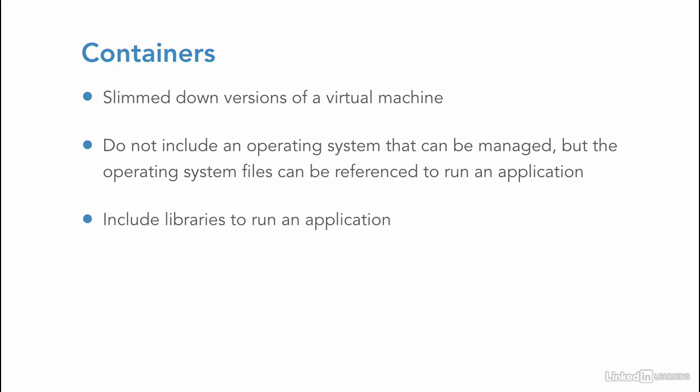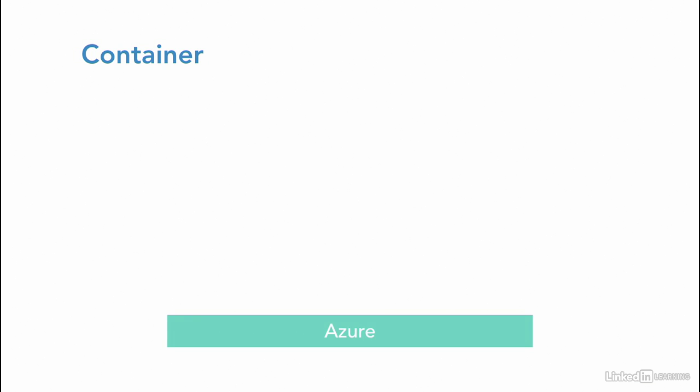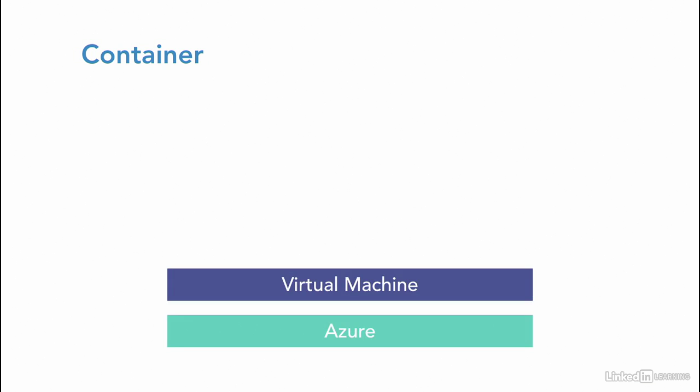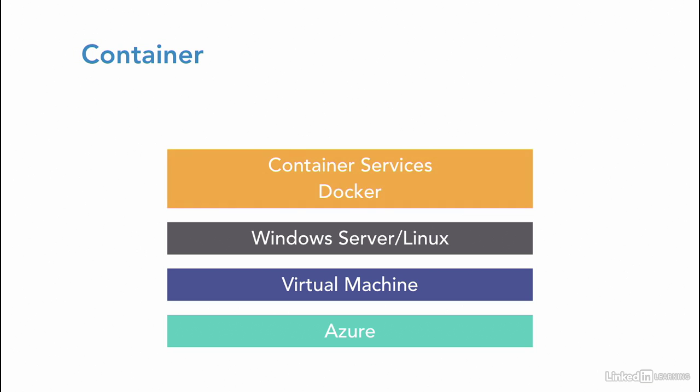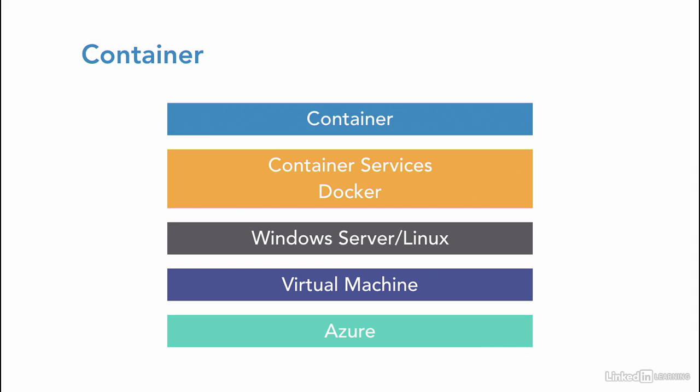Let's take a look at how a container is built out in Azure. We start off with the Azure platform. On top of that, there's a virtual machine, which would then be running a Windows or Linux server. This is then followed by the container services. I have Docker here, as that is one of the most popular container services for containers. Now keep in mind, you're not building this out. The only thing you're concerned about is the container that's sitting on top of those container services.